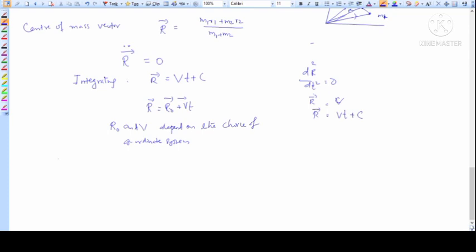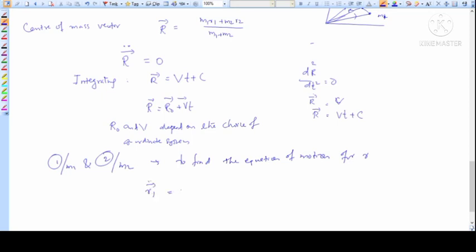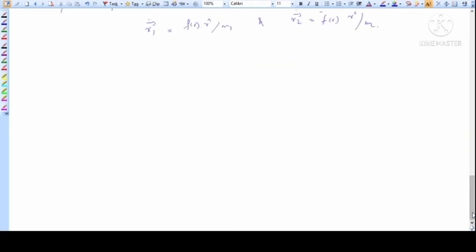To find the equation of motion for r, divide equation 1 by m1 and equation 2 by m2. So r1 double dot is equal to f of r cap divided by m1, and r2 double dot is equal to minus f of r cap divided by m2. This is equation number 3 and this is equation number 4.